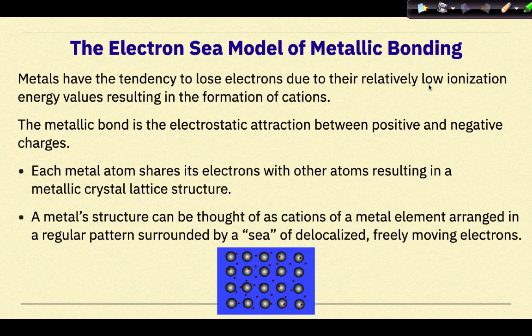The electron-sea model of metallic bonding. Metals have the tendency to lose electrons due to their relatively low ionization energy values, resulting in the formation of cations. The metal bond is the electrostatic attraction between positive and negative charges. Each metal atom shares its electrons with other atoms, resulting in a metallic crystal lattice structure. A metal structure can be thought of as cations of a metal element arranged in a regular pattern surrounded by a sea of delocalized, freely moving electrons.